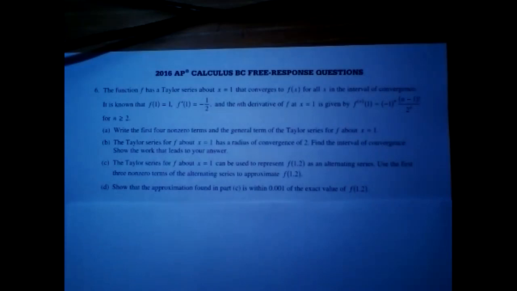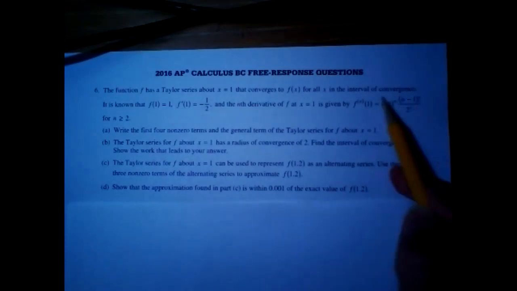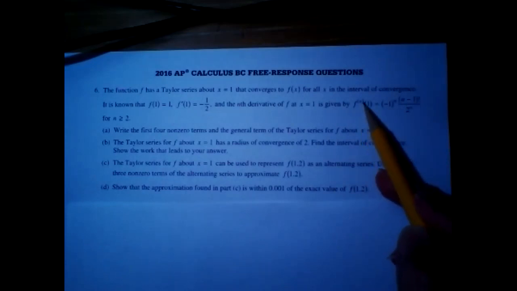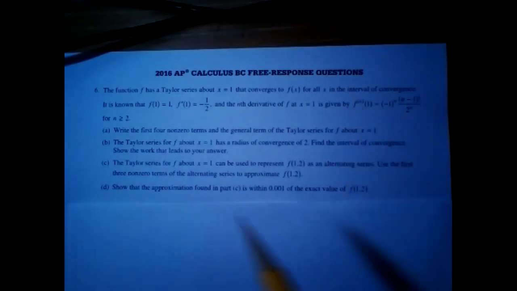Converges to f of x for all x in the interval of convergence. It is known that f of 1 equals 1, f prime of 1 equals negative a half, and then after that, they give you a formula to find the derivatives. So finding the second derivative at 1 and the third derivative at 1, we'll just plug in 2 and 3 and so on and so forth.